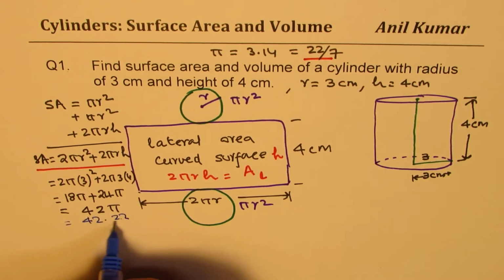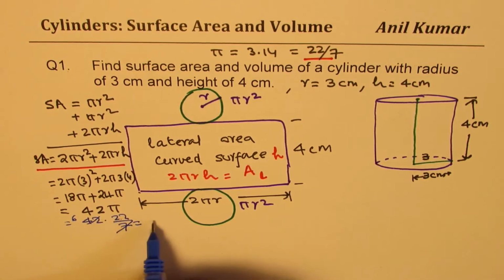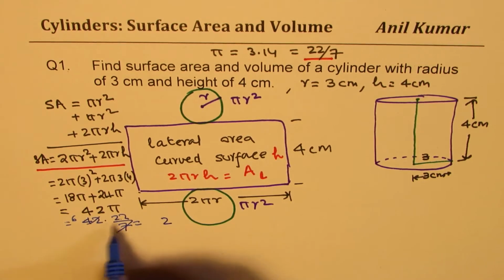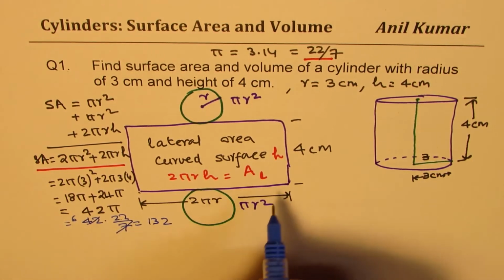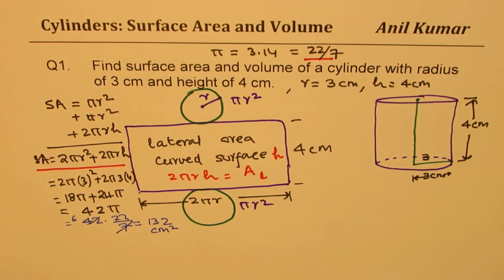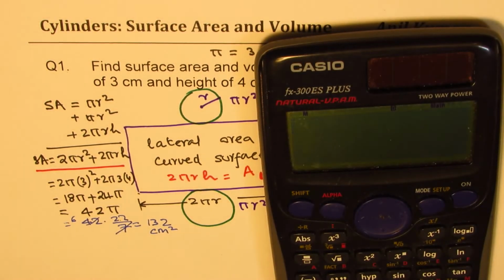42 times 22/7. Now I don't even need a calculator. 7 goes 6 times, and 6 times 22 is 6 times 2 is 12, and then 132 units will be centimeters square. You get an idea. So we get a fairly good result just by using pi as 22/7. Now let us use the calculator just to verify. So we'll use the calculator.